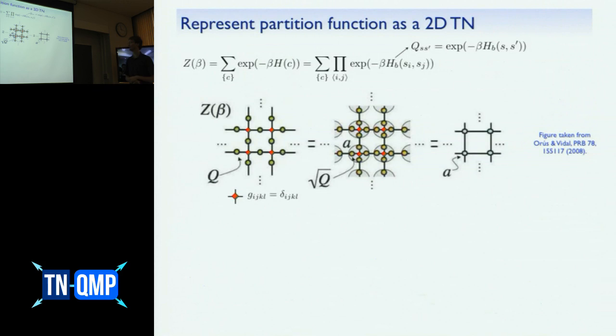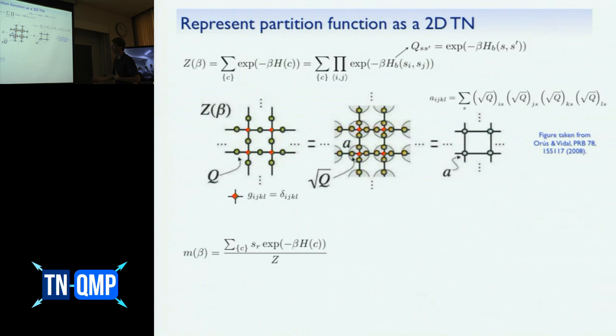Okay, we can now rewrite this network simply by taking the Q tensor and splitting it apart, so we can take the square root of Q and then absorb four square roots of Q on the vertex. In the end, this gives us this tensor network with A tensors, the same structure which we had before, right? So A is simply the product of four square roots of Q on the vertex.